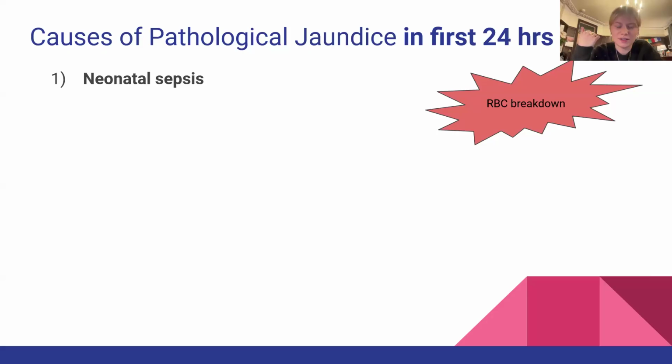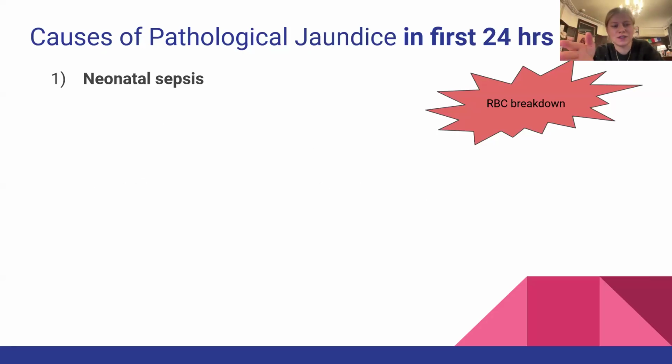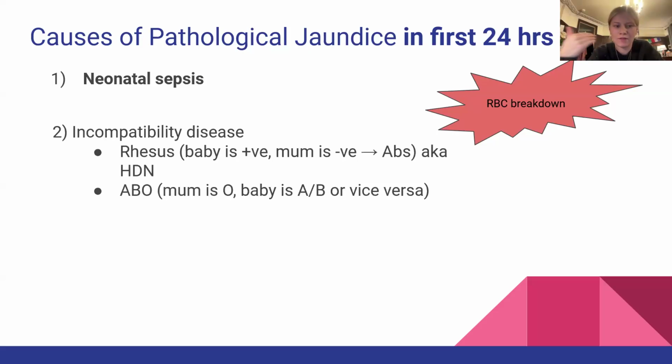So how is our jaundice within the first 24 hours different from the one that starts from 2 weeks on? So remember, in your first 24 hours, the main contributing factor to jaundice is increased red blood cell breakdown. And that could be due to a number of factors. So sepsis being the first one. So if you have septicemia, you'll have an increased red blood cell breakdown.